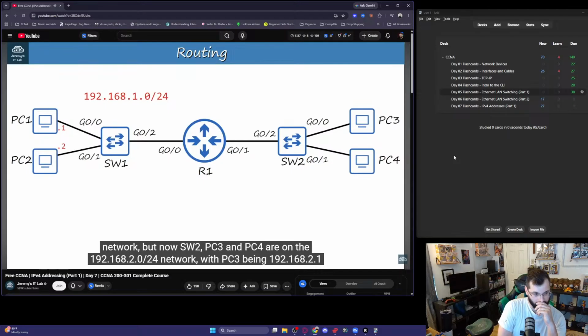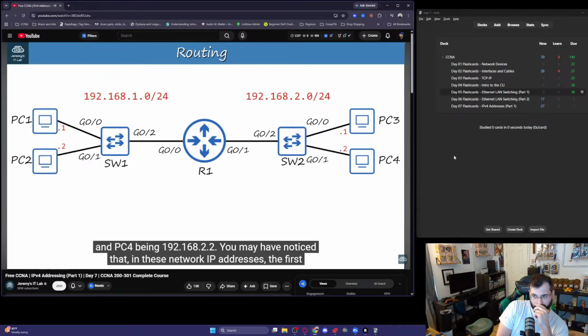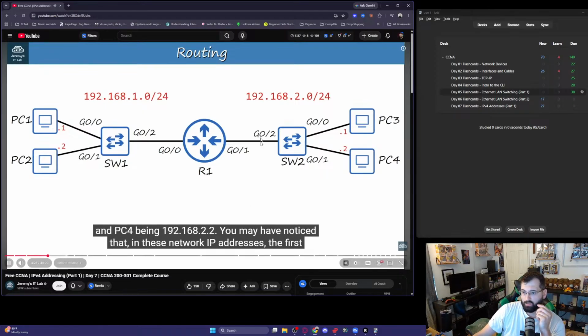192.168.1.0/24 network. But now switch 2, PC3, and PC4 are on the 192.168.2.0/24 network, with PC3 being 192.168.2.1 and PC4 being 192.168.2.2. Just so you know, he's probably not going to talk about it, but this /24, that's a CIDR, or I don't know how you read it. It's just an acronym. I don't remember what it stands for. Basically, it's shorthand for the subnet. And we'll talk more about how we can divide up IPv4 addressing.